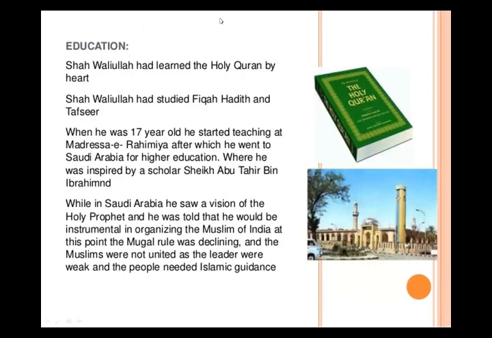When he was 17 years old, Shah Waliullah started teaching in Madrasa Rahimia. Afterward he went to Saudi Arabia for higher education, where he was inspired by Sheikh Abu Tahir bin Ibrahim. While in Saudi Arabia, he had a vision of the Holy Prophet, and he was told that he would be instrumental in organizing the Muslims of India. At this point Mughal rule had declined. Muslims were not united under a leader, were weak, and people needed Islamic guidance.